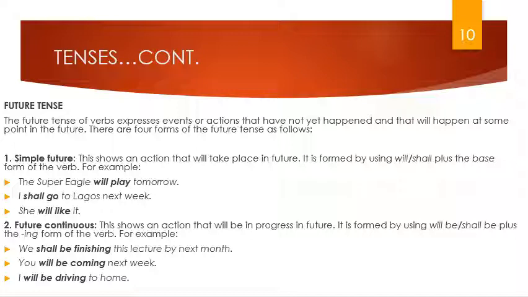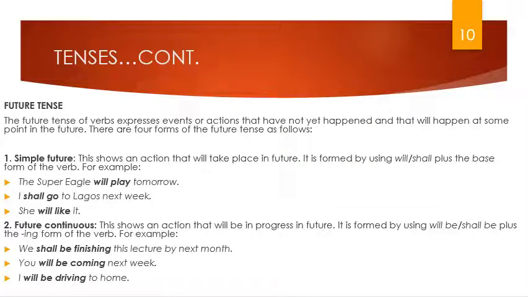Simple future tense. This shows an action that will take place in future. It is formed by using will or shall plus the base form of the verb. When we say the base form of the verb, that is the verb as it is, without any addition or subtraction. For example, the Super Eagles will play tomorrow. You can see that will is used to show what will happen tomorrow. I shall go to Lagos next week. She will like it. All these are actions that will take place in the future.